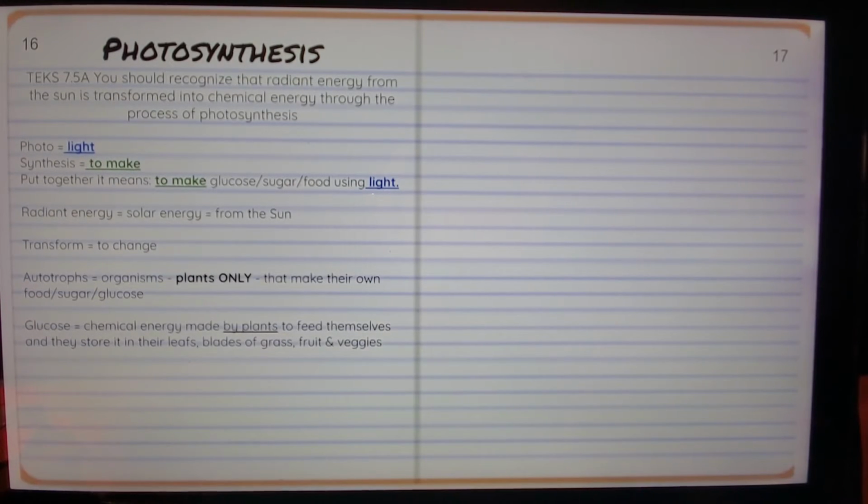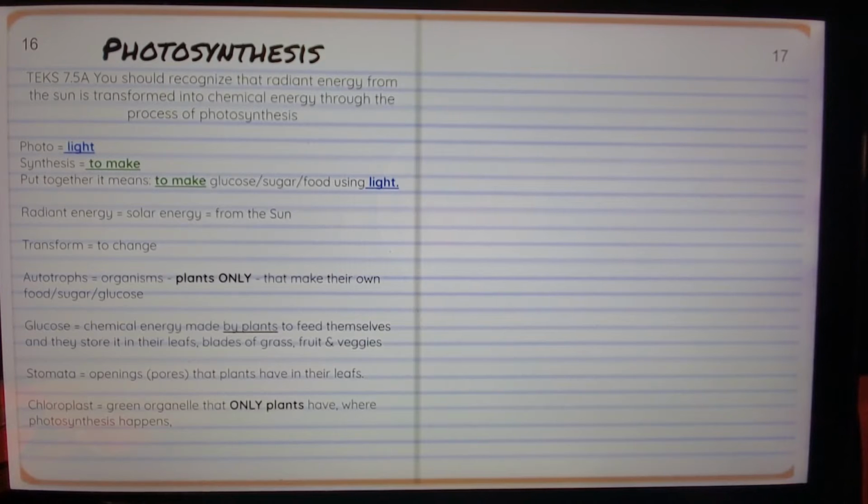But the plants make it to feed themselves. And then when they make it, they store it. They put it somewhere. They put it in the leaves or blades of grass, the fruits, the vegetables. That is all food that the plant made for itself to be able to use later. Except, of course, animals found out, delicious, and we get energy. And now we pilfer, we rob from the plants to feed ourselves.